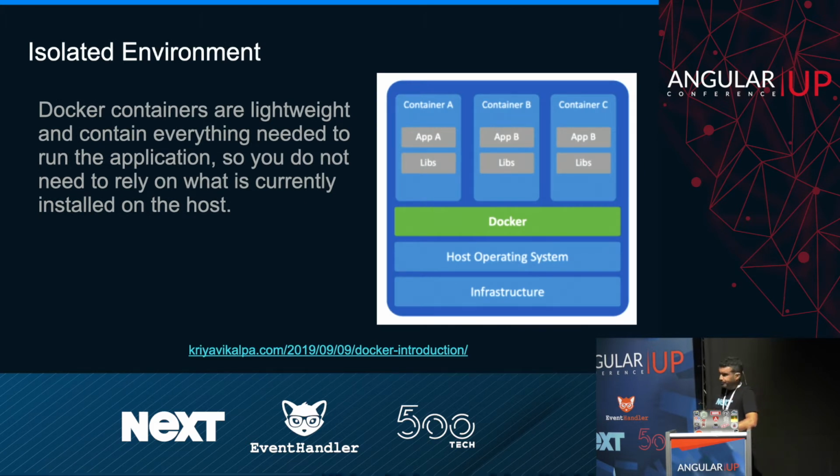Isolate the environment. Docker containers are lightweight and contain everything you need to run an application. So you do not need to rely on what is currently installed on your host. For example, if one of the Dockers on your machine needs Node.js version 8, but your current version is the latest, there is no problem. The Docker holds all the dependencies inside of it.